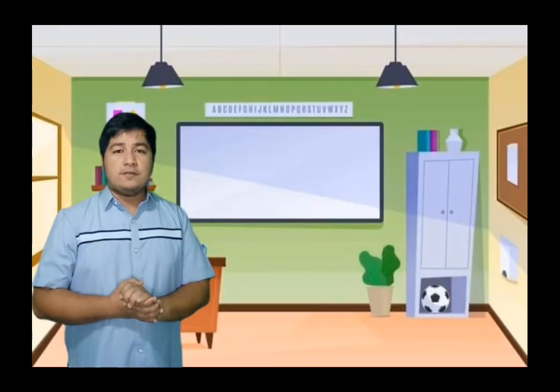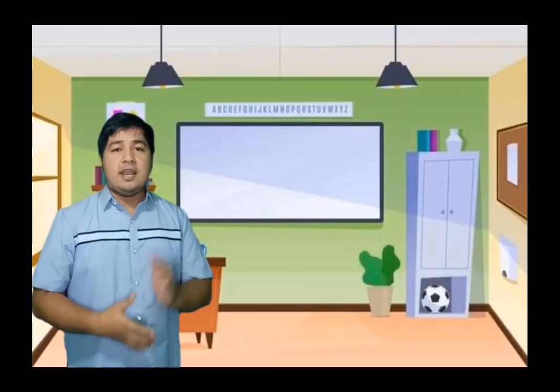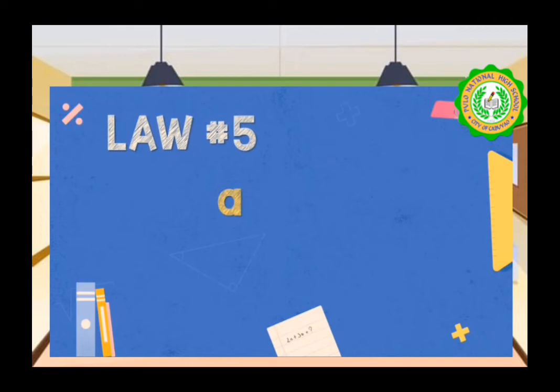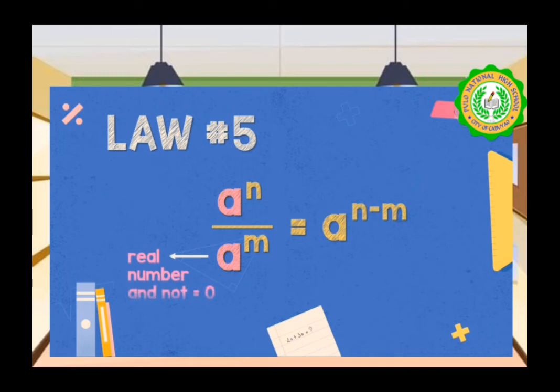And the last one, for the laws of exponents, that is the power of a quotient. a raised to the power of n divided by a raised to the power of m is just equal to a raised to the power of n minus m, where a is a real number and not equal to 0, and n and m are positive integers. This law means that if the numerator and denominator have the same base but different exponents, then you can just copy the base and then subtract the exponent of the denominator from the exponent of the numerator.